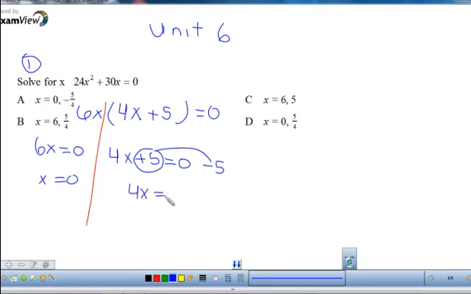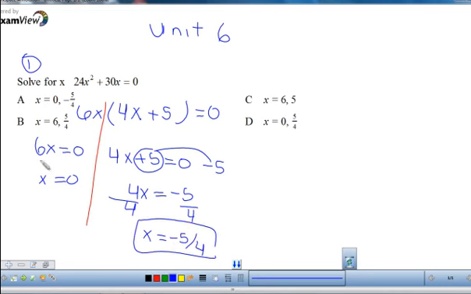4x is going to equal negative 5. And finally, we're going to divide by 4. So x is equal to negative 5 over 4. Okay, so the answer is going to be A.